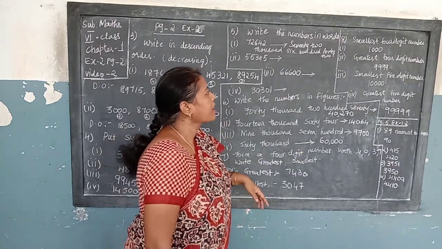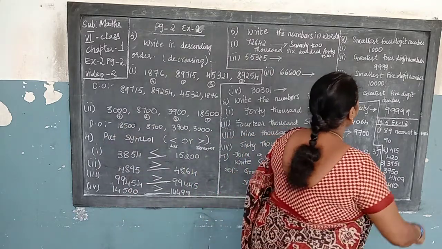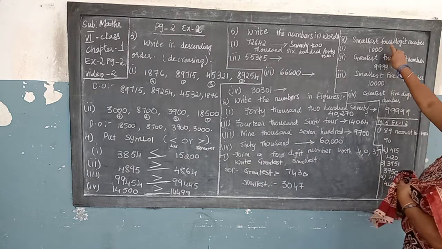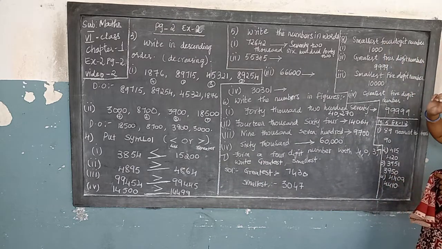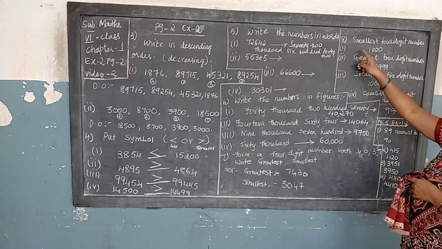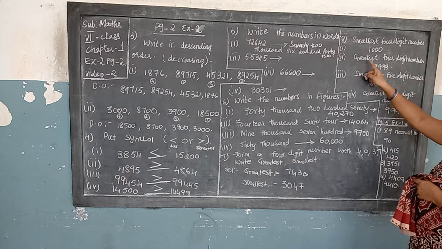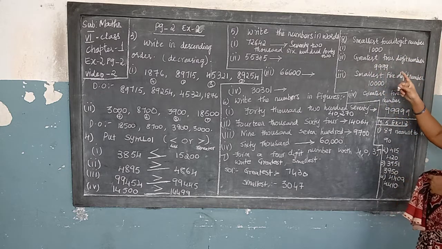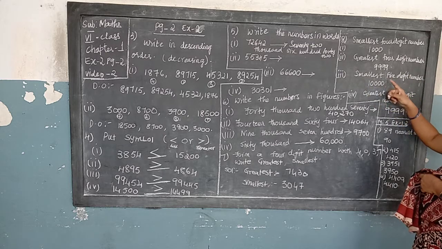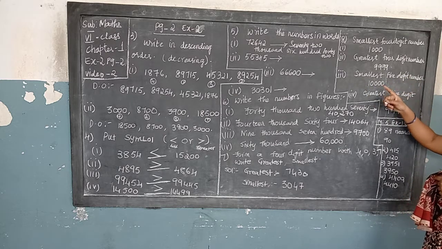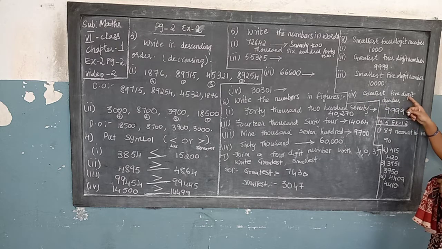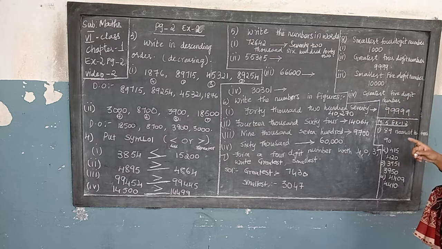Next. Now 8th question, you see, children. 8th question. Smallest 4-digit number. First question from 8th one, smallest 4-digit number they are asking. Second one they are asking greatest 4-digit number. Third one they are asking smallest 5-digit number. Fourth one they are asking greatest 5-digit number. 5th class only, you all know, children, everything you all know.